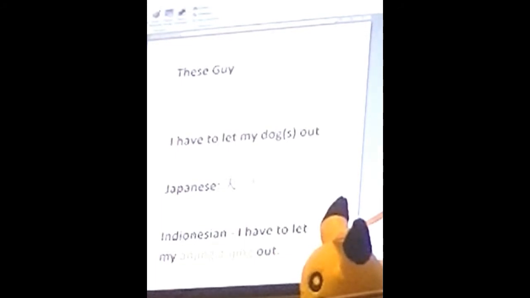So yeah, this might be quite hard. It can be possible that they do point it out a little bit in their speaking, but I'm not entirely sure on that. But of course, it is also possible to say I have to let my 2 dogs out, or I have to let my 3 dogs out. So you would know that it would be plural.